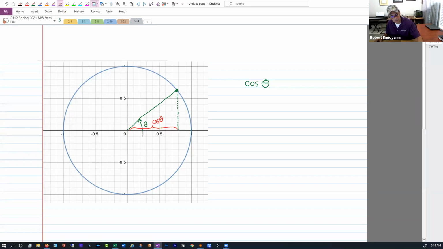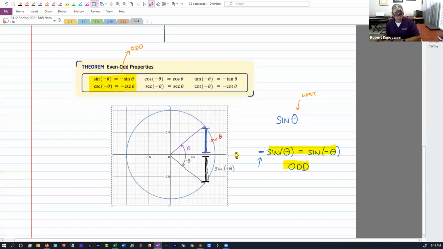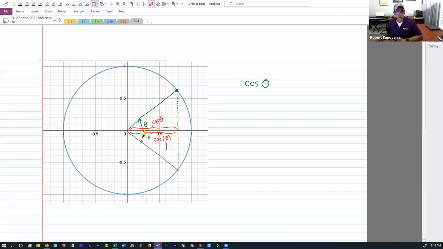Now, what if I take negative theta? So I go this way, that's negative theta. And I come here and I draw my triangle. Now, again, it's the x coordinate. But isn't that exactly the same? Aren't those exactly the same? These two x coordinates are identical, right? It's not like the previous one where one of them was above, so it was positive, and the other one was below, so it was negative. We didn't have that they were off by a sign. Here, they're exactly the same number.